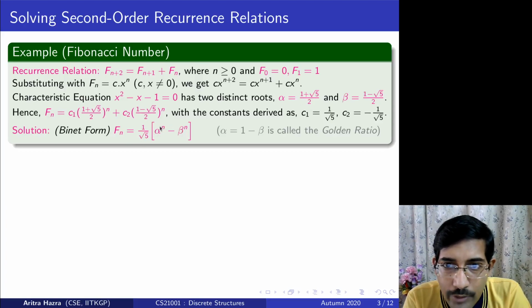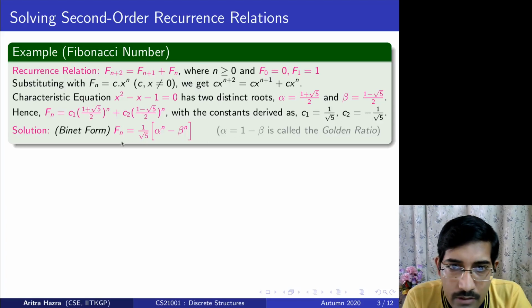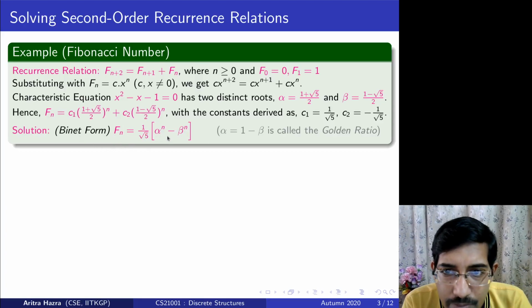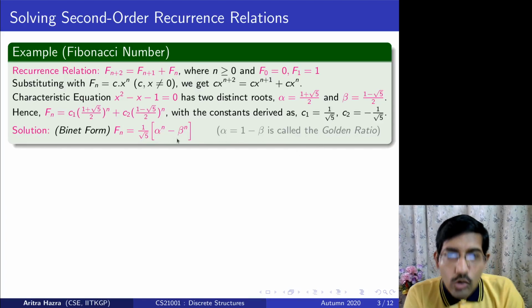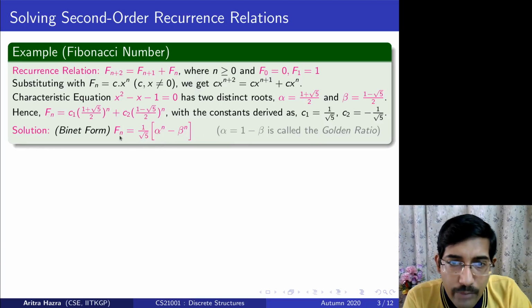So 1 by root 5, alpha to the power n minus beta to the power n, because my second c2 is just minus c1. This originated from a mathematician called Binet. So this form is a Binet form where alpha is your golden ratio. You might know this term. Alpha equals 1 minus beta. So this is your golden ratio, and this is the closed form expression for the nth term of the Fibonacci number.